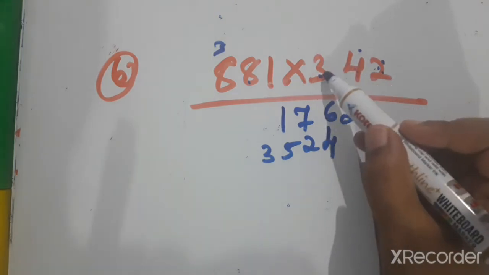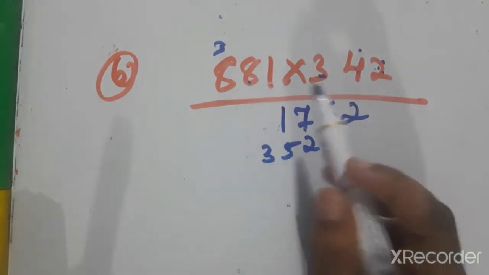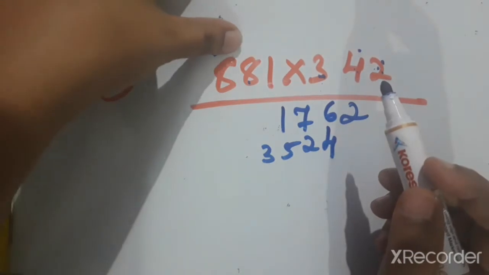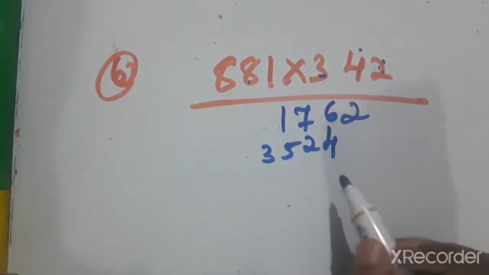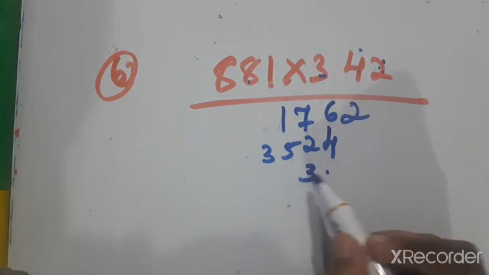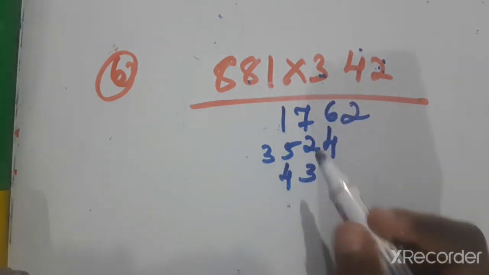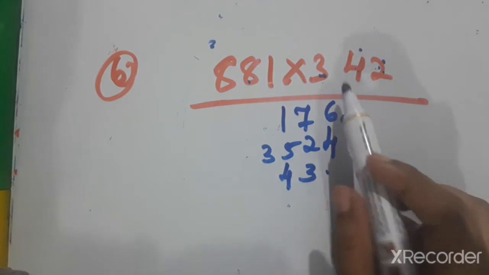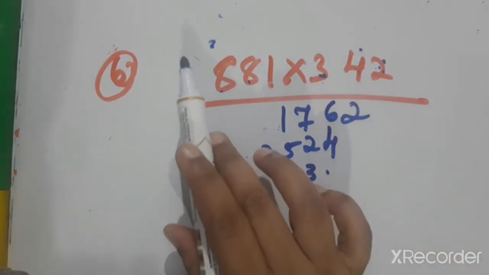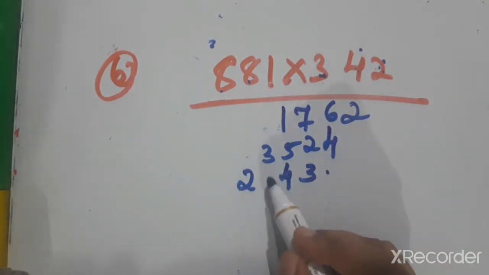Now third number, next number with 3 we have to multiply each number. Now 3 ones are 3, so leave one space and write 3. Okay, 3 8s are 24. 24 means 4, 2 carry out to next number. 3 8s are 24, 24 plus 2 is 25, 26.